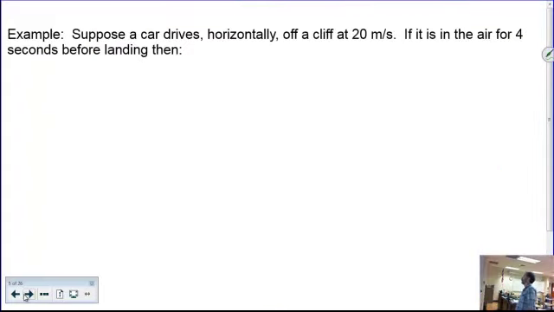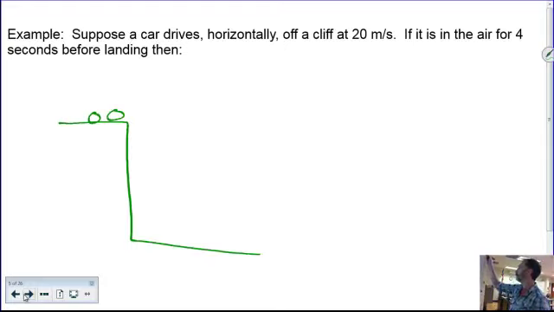All right? So here's our example. It says, suppose a car drives horizontally off a cliff at 20 meters a second. If it's in the air for 4 seconds before landing, then what? Well, let's draw this. So here's our car, happy little car driving along at 20 meters a second. Notice, initially, all of the car's motion is horizontal. There's not any motion vertically. So this is both the initial velocity and the horizontal velocity of the car.